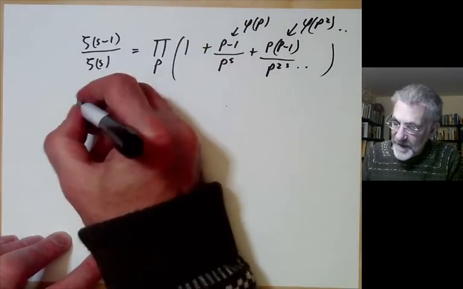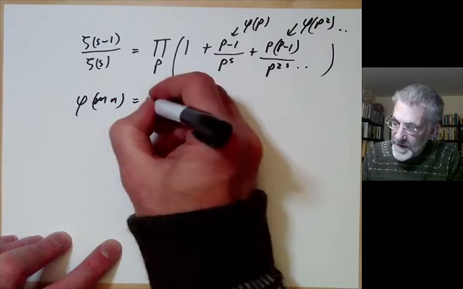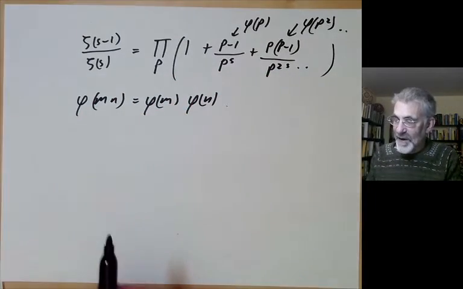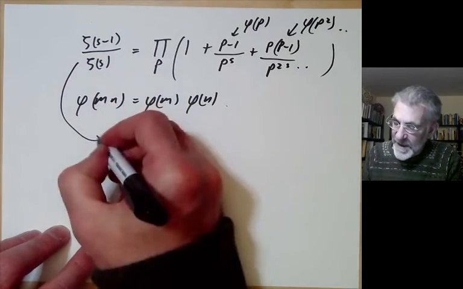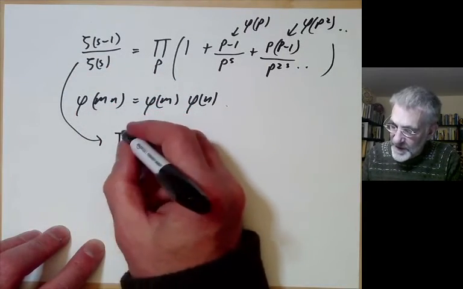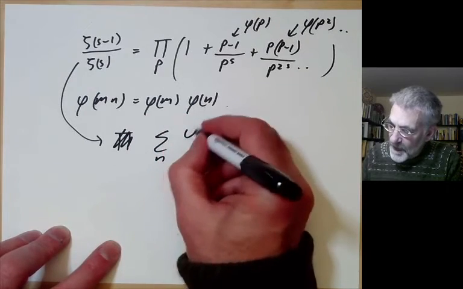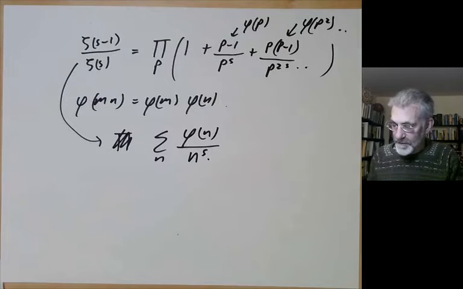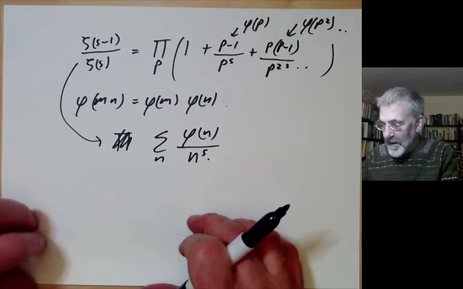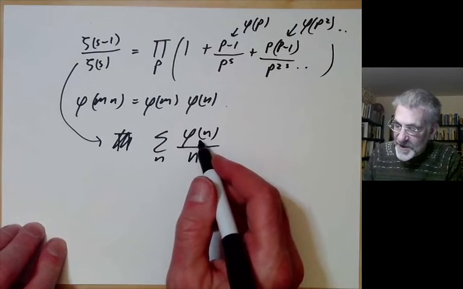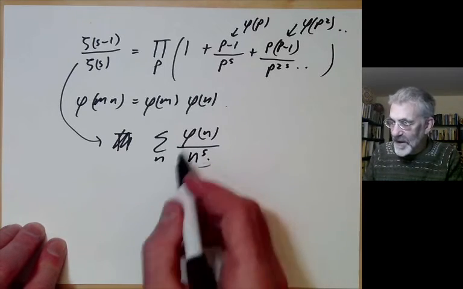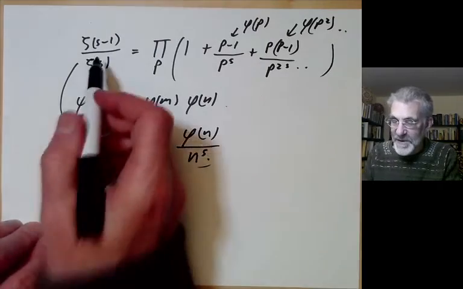And now we use the fact that phi of mn is phi of m times phi of n whenever m and n are co-prime, in order to see that this is just equal to the sum over all n of phi of n over n to the s. So Euler's phi function has a nice generating function, but you need to use these Dirichlet series rather than power series in order to get a nice expression for it.